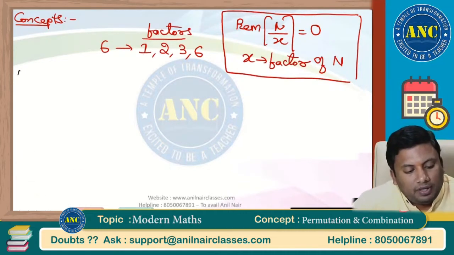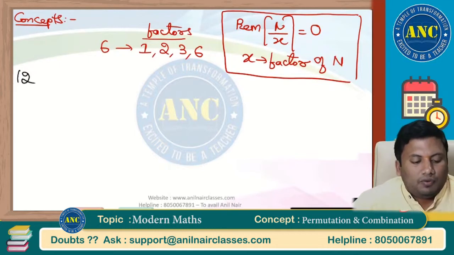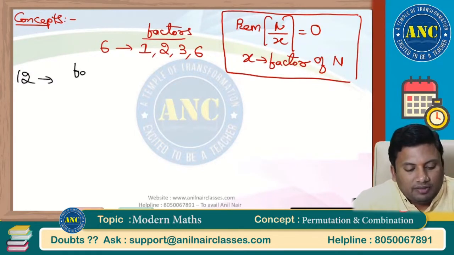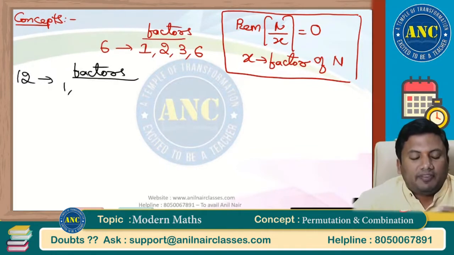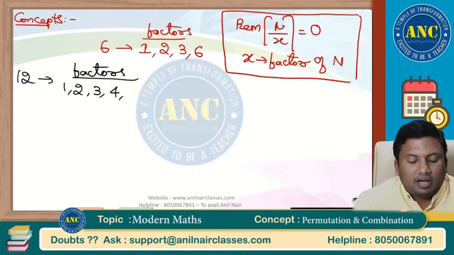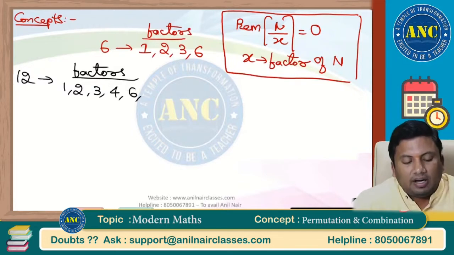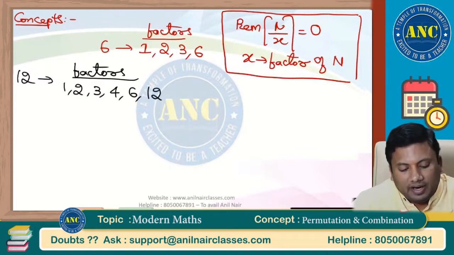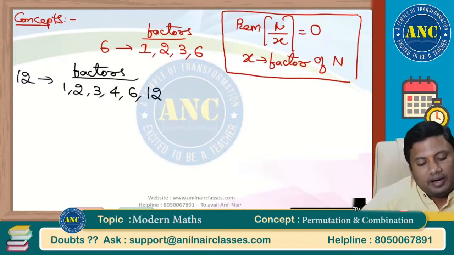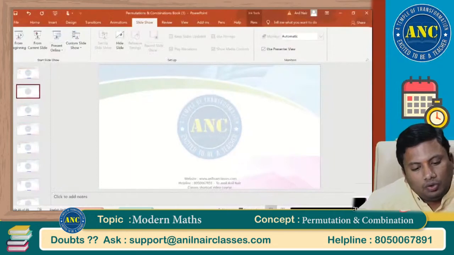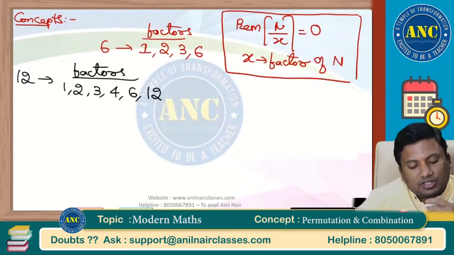For example, if there is a number 12, let me first write down the factors of 12. What are the factors of 12? 1 is a factor of 12. 2 is a factor of 12. 3 is a factor of 12. 4 is a factor of 12. 6 is a factor of 12. 12 is also a factor of 12. So, the factors of 12 are 1, 2, 3, 4, 6 and 12.